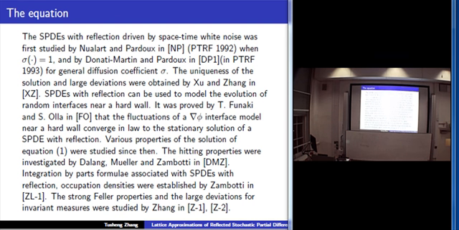For example, Dalang, Müller, and Zambotti studied the hitting probability of this solution. Also, Zambotti studied the integration by parts for the law of the solution. I mean, this is a random field. If you think of it as a path, with two parameters on path space, it is proved that the law has the integration by parts formula, also with the sigma constant 1, and also some other properties were studied.